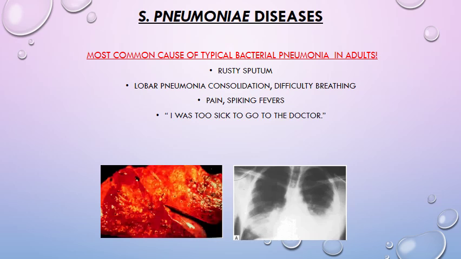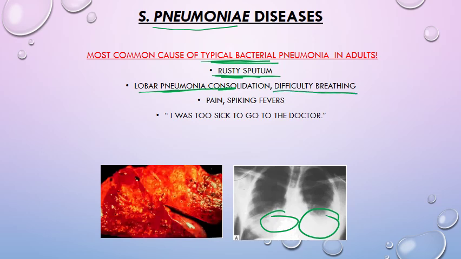Okay, so let's talk about the diseases that strep pneumoniae causes. First off, this one's kind of a gimme. It causes pneumonia. It's the most common cause of typical bacterial pneumonia in adults. So what do I mean by typical pneumonia? You could see some hemoptysis, so it's a productive cough with rusty sputum. Lobar pneumonia, consolidations, you can see this white patchiness down in the lower lobes of the chest x-ray. Patient obviously is going to have difficulty breathing with all of this going on.